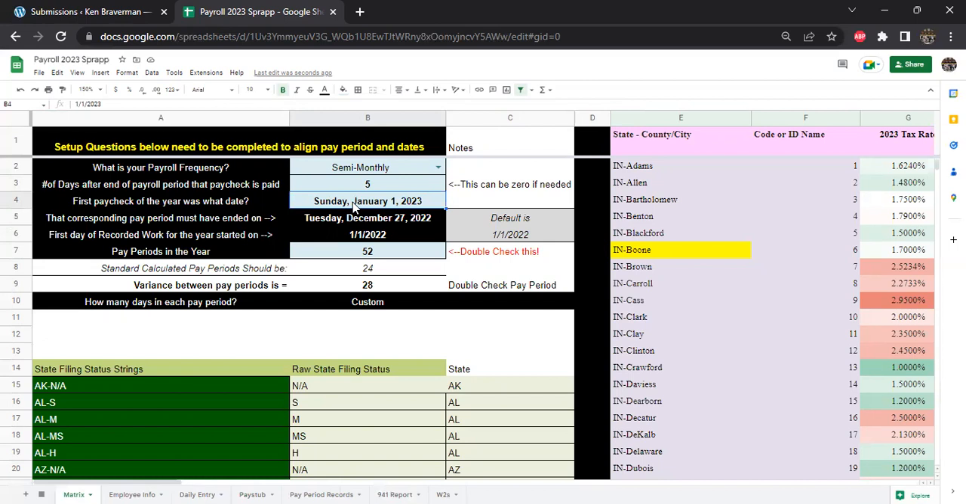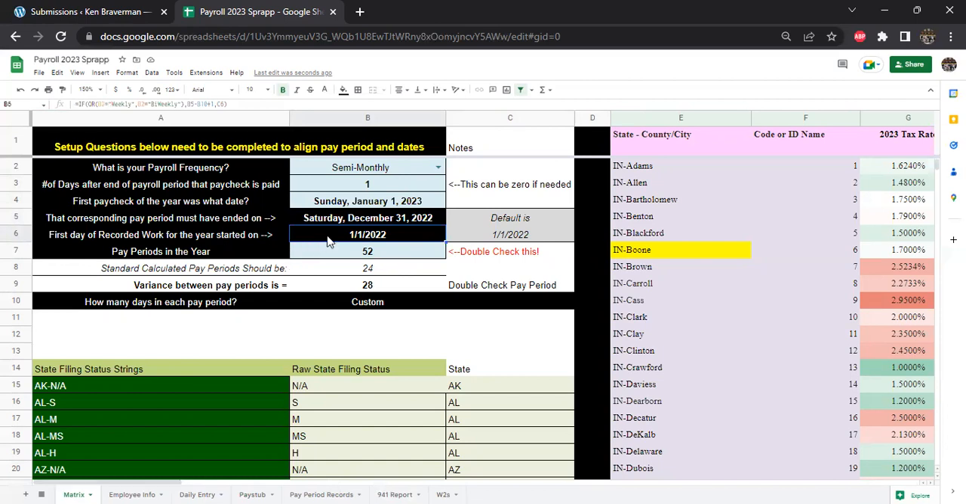So let's say it happened on the 1st and it's semi-monthly, and we'll say that it is one day after the end of the pay period, meaning that the pay period that went December 16th through the 31st was paid on January 1st. Okay, let's see if that works. Corresponding pay period must have ended on 12/31. That makes sense. First day of recorded work for the year started on.